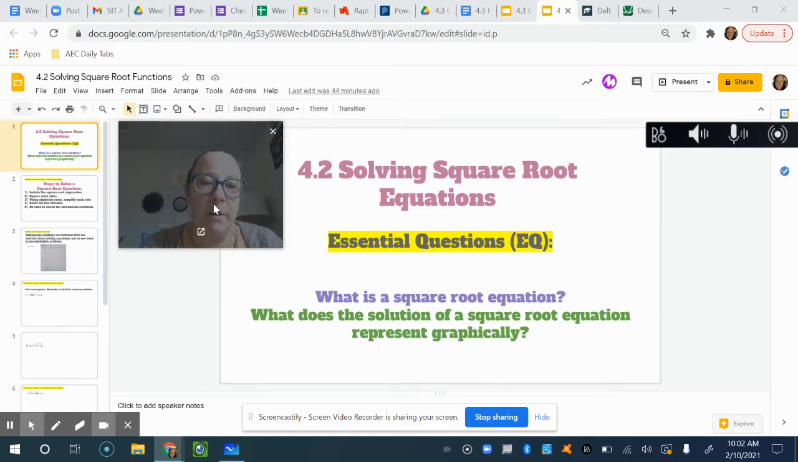So we talked about square root equations in section 4.1, well, functions, the graphs. And we looked at transformations and how to graph them and whatnot. So today we're actually going to be solving equations.